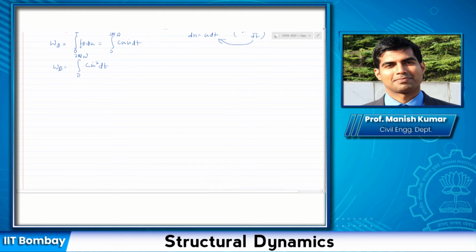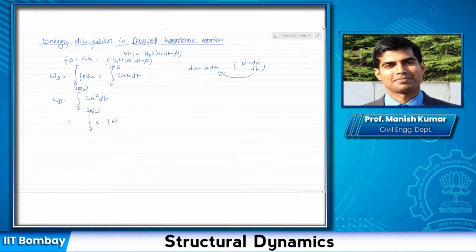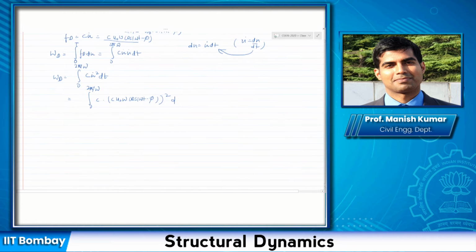And u dot I have already calculated here, in this expression. So I would get this as C u naught omega cos(omega t minus phi), the whole squared, times dt.